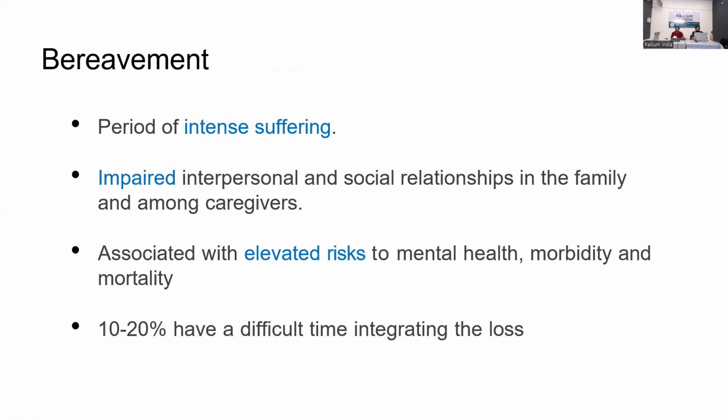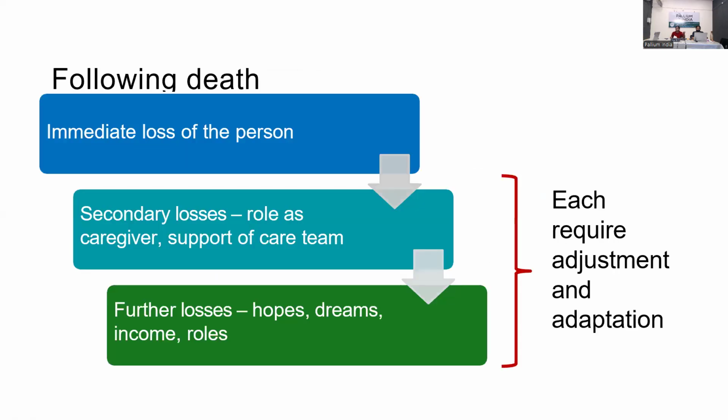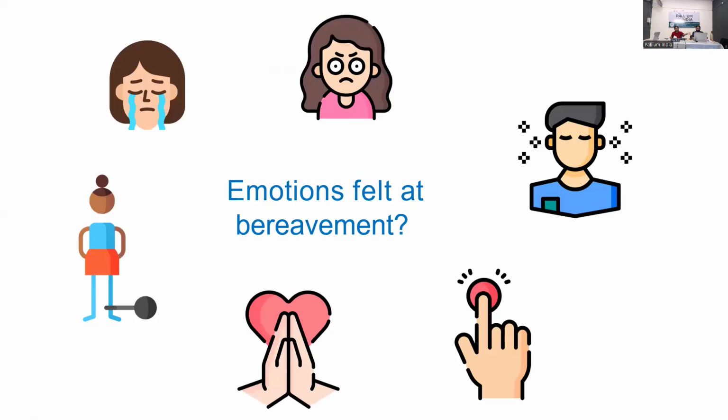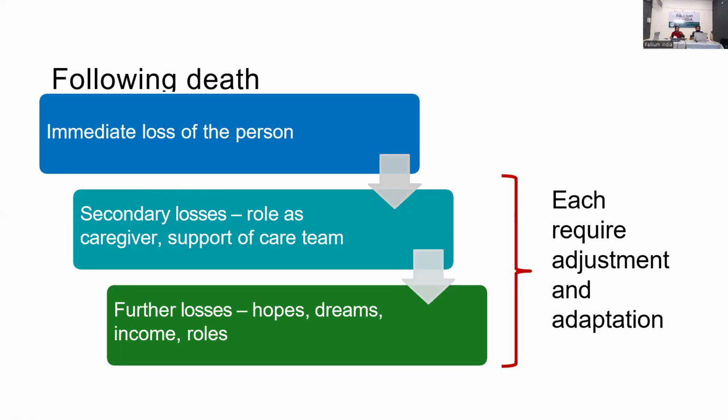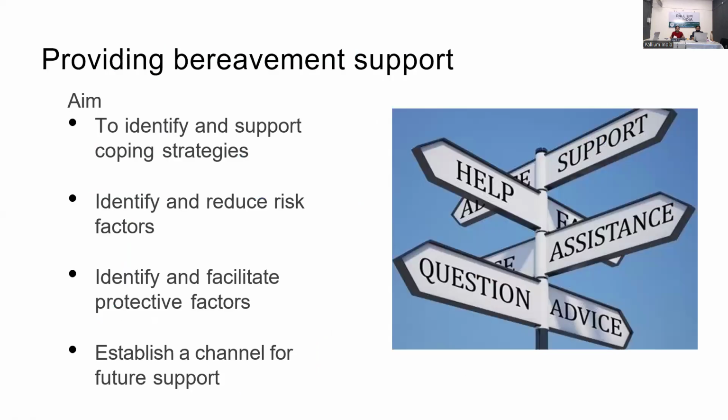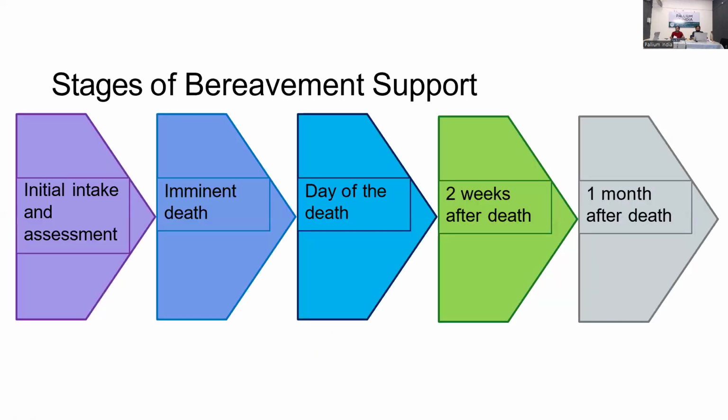And then we have bereavement, which usually follows a loss, a period of intense suffering. So a death has happened, and the time that follows is called the bereavement period. In the bereavement period there is the immediate loss of the person, and along with it we have secondary losses, and then further losses. There are a few stages of bereavement. Next slide. Okay.